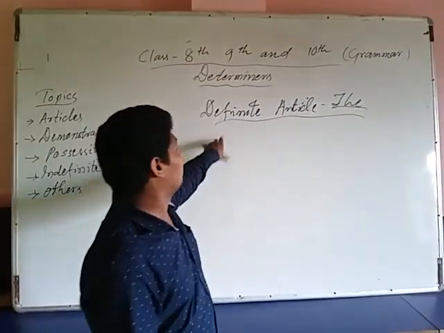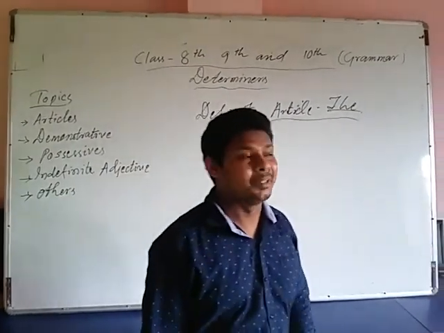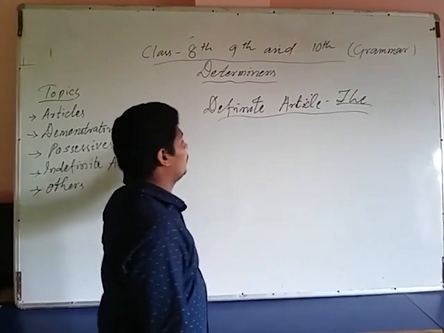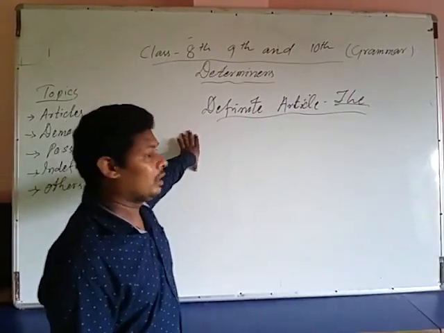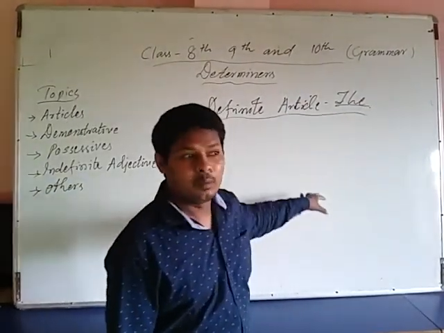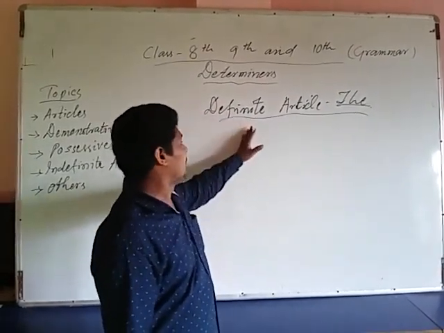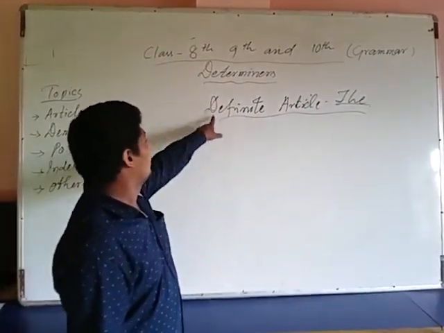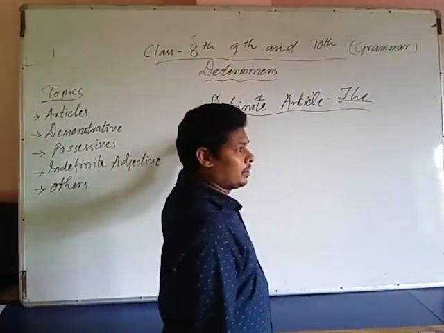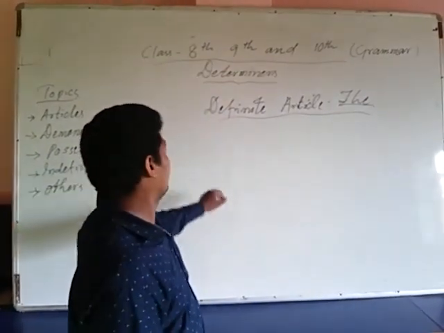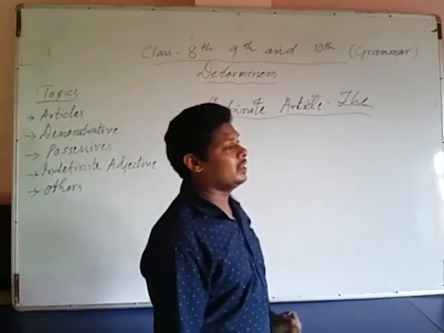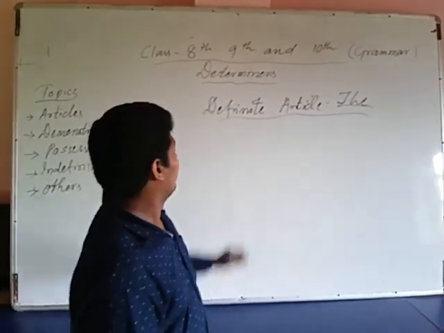Let's discuss the previous chapter, determiners. As we saw, the articles are of two types: one is definite, another is indefinite. As we discussed previously, the indefinite articles and their function. Let's see the definite article and its function.